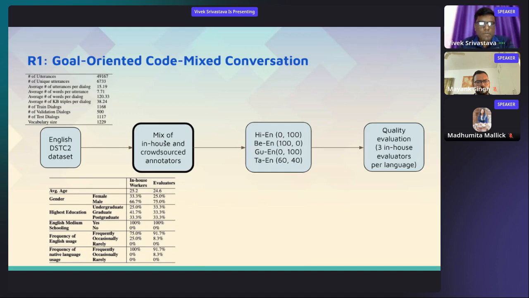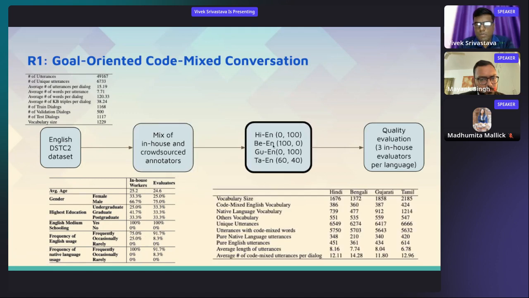So they picked a mix of in-house and crowdsourced annotators, because not everything was available in-house. This is the distribution of the in-house workers. It looks like the majority of them are male annotators. Their highest qualification is uniformly distributed across all 3 categories, and they frequently use both the native language as well as English to speak, write, and communicate.